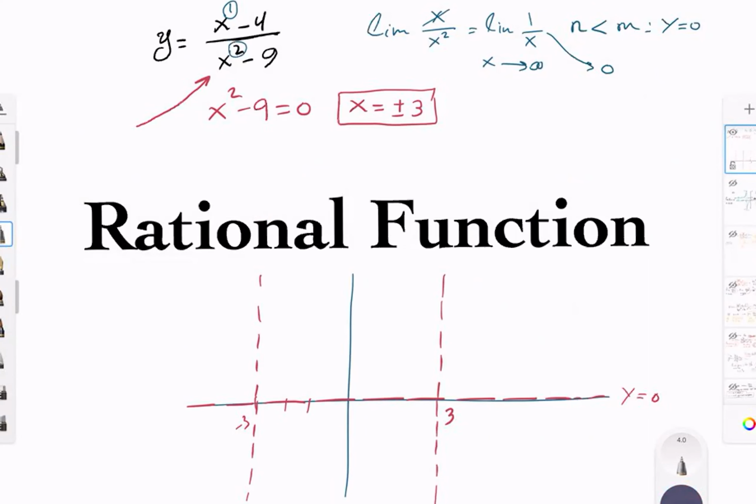So this y equal to 0 is very important only when the top equal to 0, only on here. So you say x minus 4 equal to 0, then x equal to 4. At x equal to 4, the graph touched the x-axis. Graph touched the x-axis.